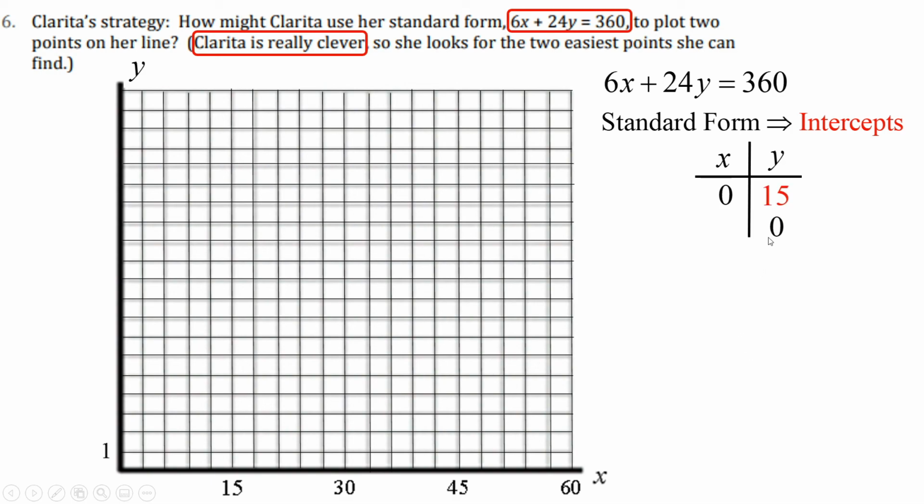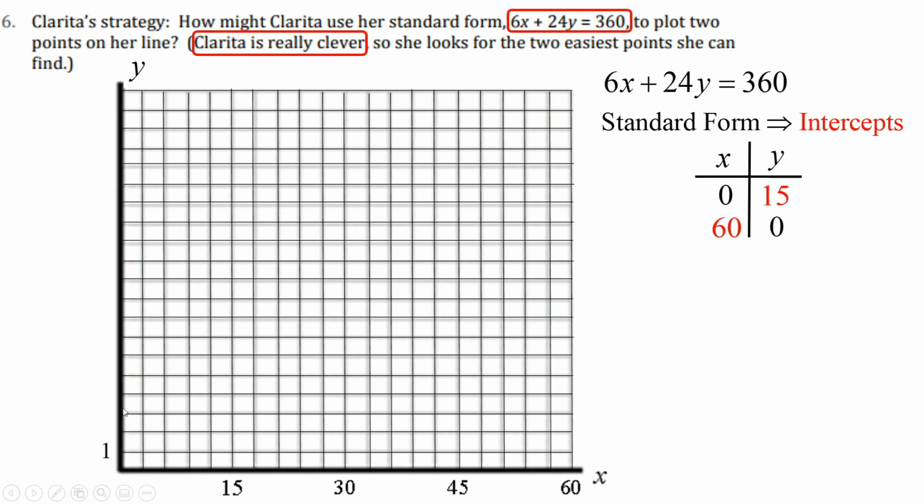And now let's find the x-intercept. Y is 0. So 24 times 0 is gone, and we are left with 6 times what number is 360? Well, let's just divide the 360 by the 6, and we would get 60. There's my x-intercept. So let's plot both intercepts, the y-intercept, count them carefully again.